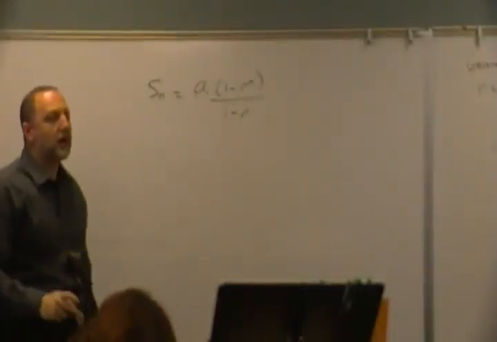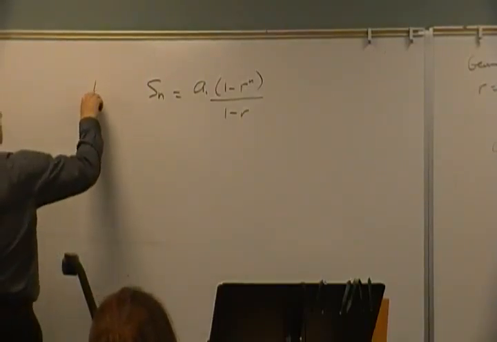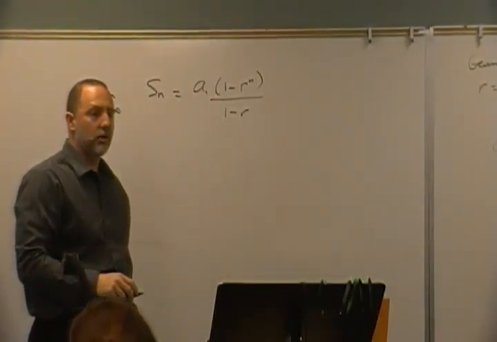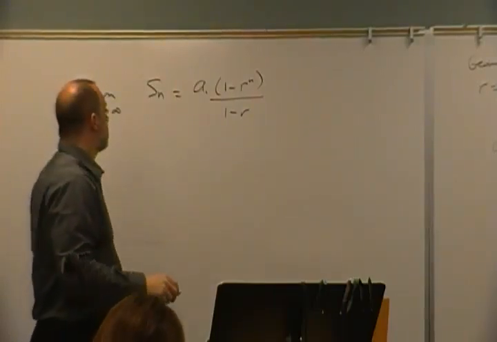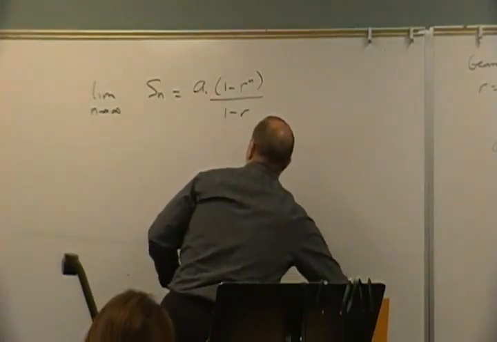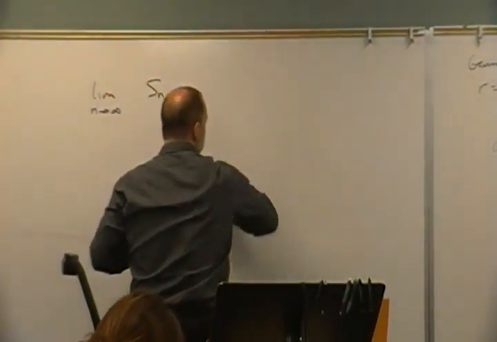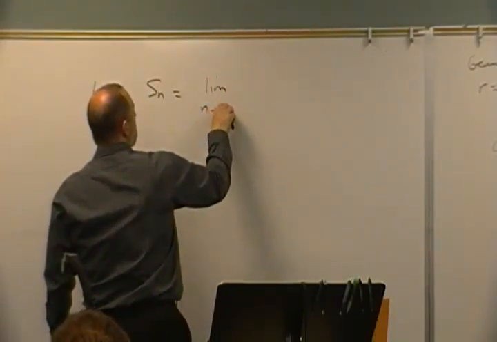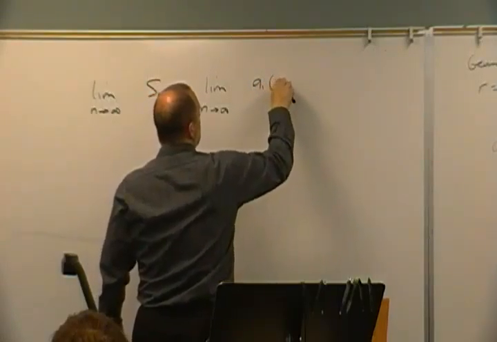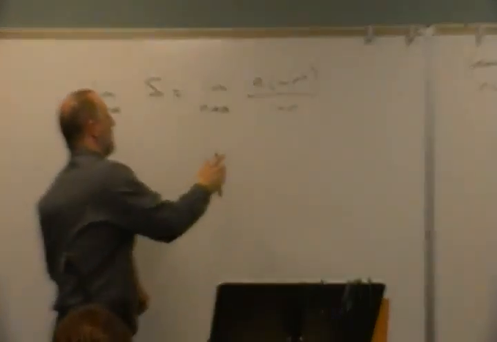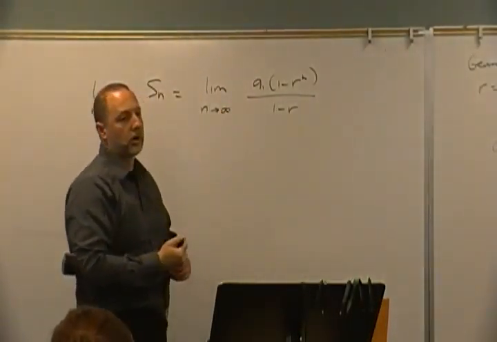The way we're going to add up all of them is we're going to take the limit as n approaches infinity of this. Are you still with me? Now, we're obviously going to take the limit on both sides, so I'm going to have to squeeze the limit in over here, so I'll erase this. We have to take the limit of this side. So I'll take the limit as n approaches infinity of a sub 1, 1 minus r to the n over 1 minus r. Now, at first glance, this looks undoable.